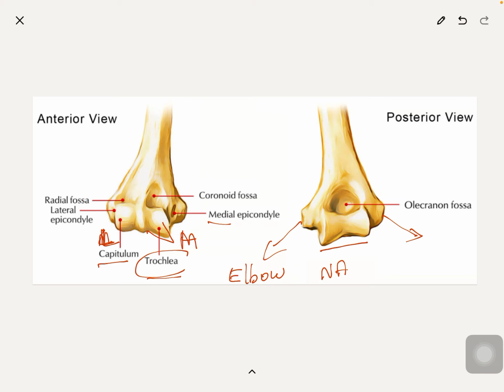The capitulum is less than half of a sphere, so it has a spherical shape. The trochlea is fully asymmetrical. This capitulum will articulate with the head of the radius, and the trochlea will articulate with the trochlear notch of the ulna. Which bone is medial in the forearm? Ulna. So the medial part, the trochlea, will articulate with the trochlear notch of the ulna, and the capitulum will articulate with the head of the radius.